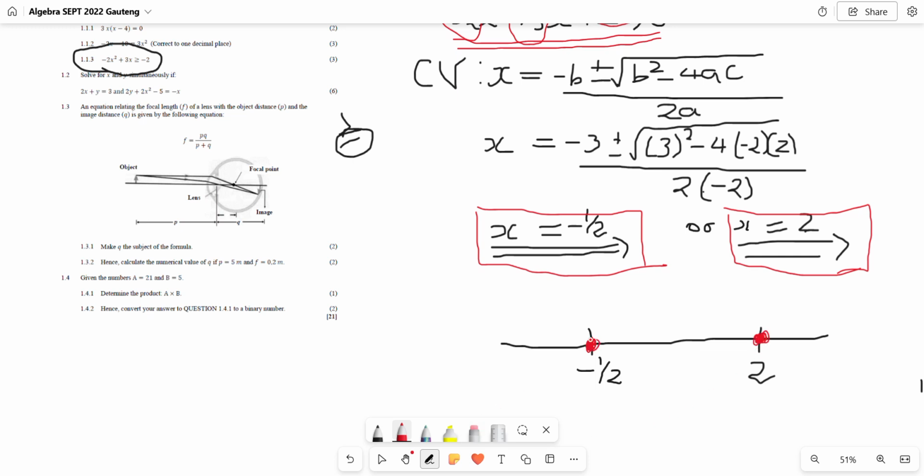Let us shade here so that everything is clear. How do you know that you are going to shade? If the critical value has this bottom part which is equal to, I call it a bar, it means you need to shade the critical value on the number line. Now, we go and check here.